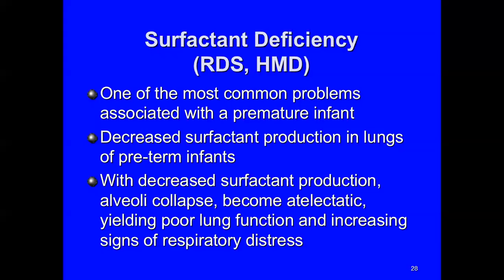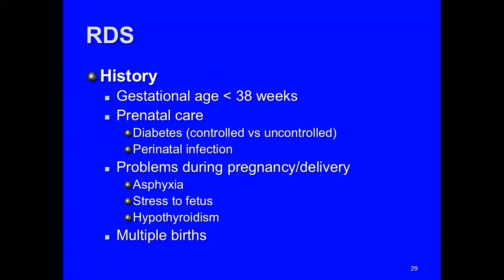In this condition, there is decreased surfactant production. Surfactant production by the pneumocyte cells occurs within the lungs of preterm babies, preterm infants. So in this condition there is decreased surfactant production, and it can occur in preterm infants. So there is respiratory distress syndrome.